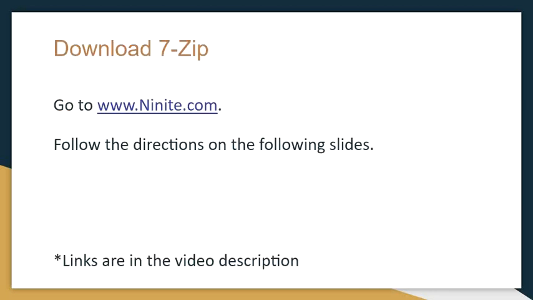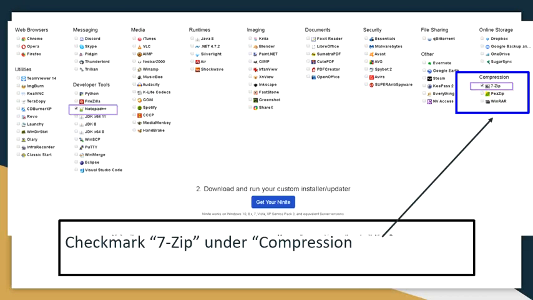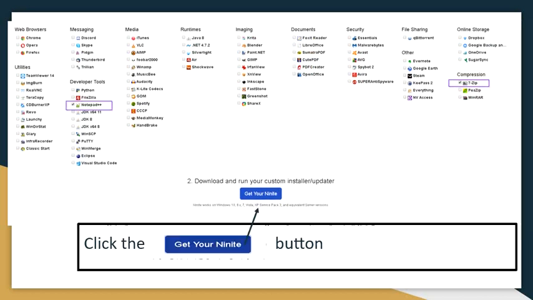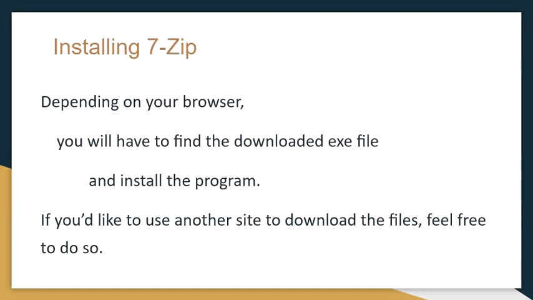If you don't already have 7-zip installed on your computer, you can find it almost anywhere on the internet, but I like going to ninite.com to download things there because I know it's going to have the most recent updates and I'm not going to have to worry about the file. Once you get to ninite.com, you're going to see a bunch of columns with names of different programs. If you just want to download 7-zip, go to the compressed section and click on the check mark next to 7-zip. Then click on the Get Your Ninite button at the bottom of the page and it will download the file for you. Depending on the browser that you have, you're going to have to find the downloaded exe file and install the program.